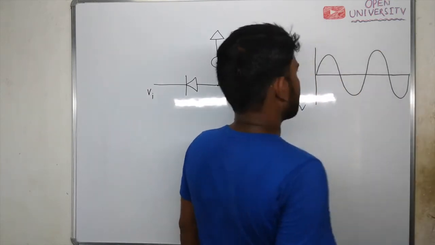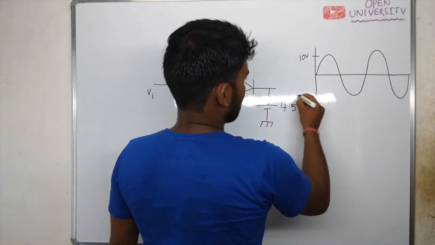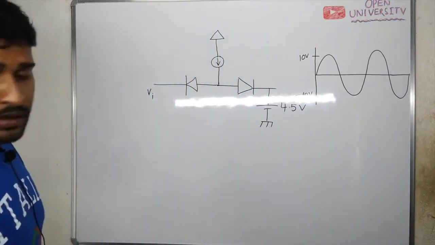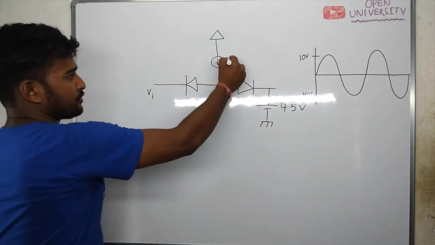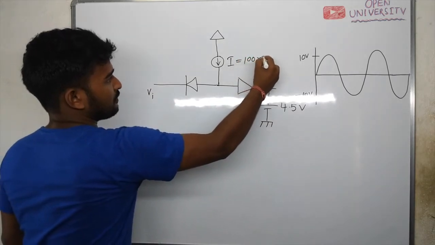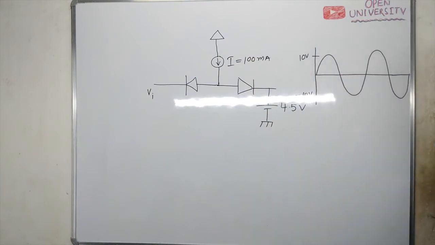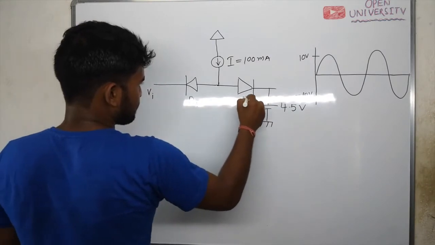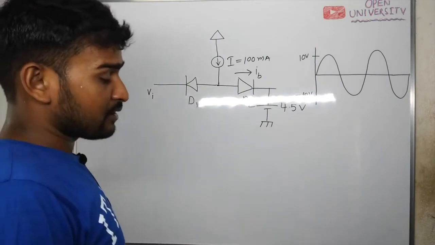Okay, this is your input voltage having peak value 10 volt and minimum value minus 10 volt. This is your Vi, and this is your I, which is 100 milliampere. It is a current source whose value is 100 milliampere. The question is, this is your D1 and this is your D2. The question is the current through D2, that is IB, average current through D2.